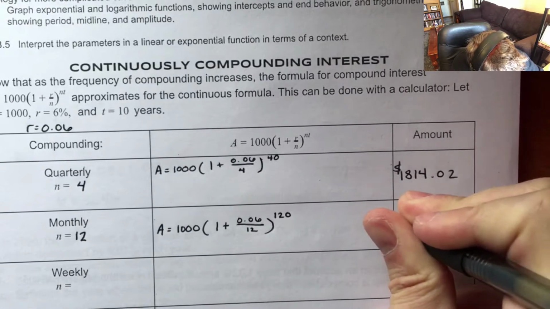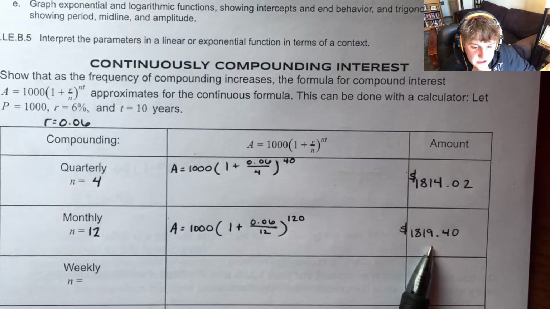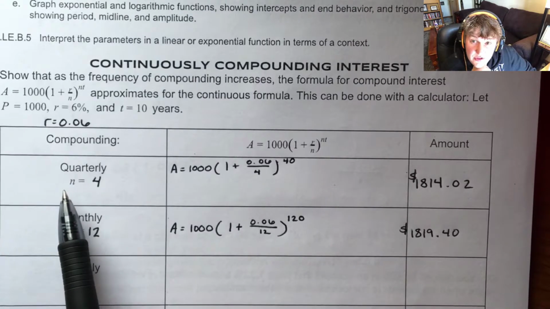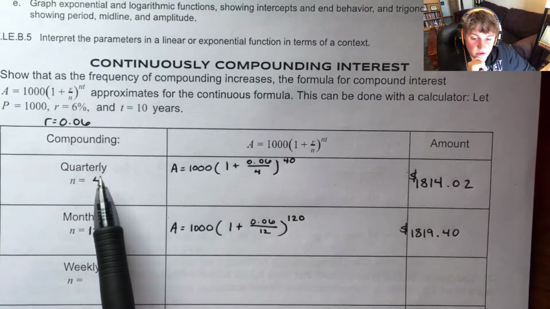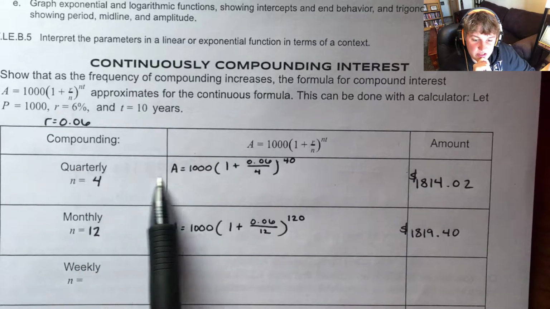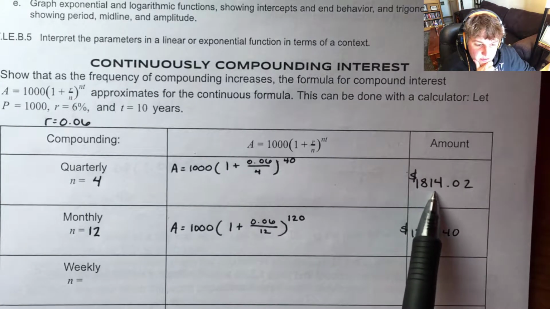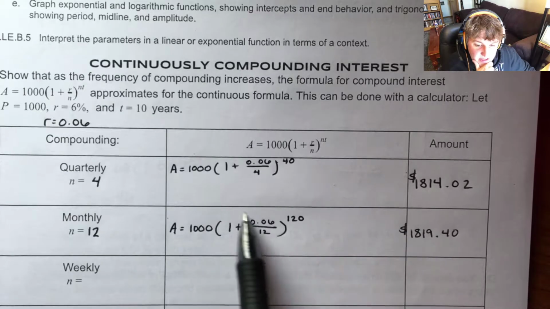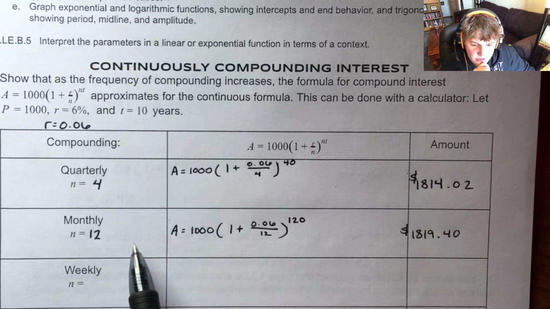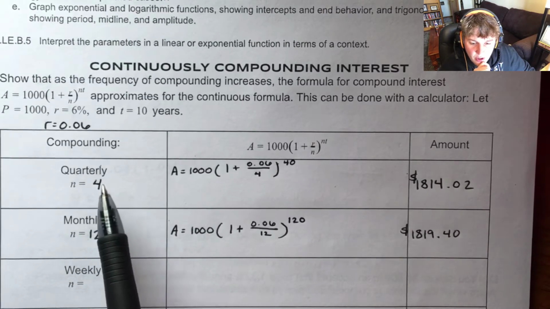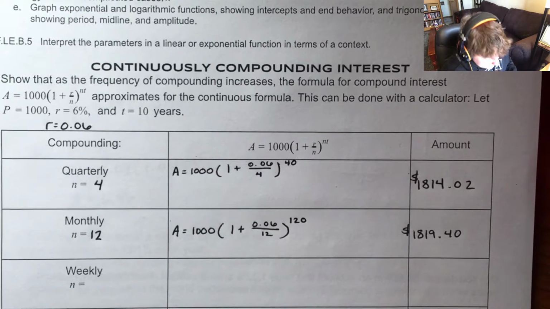So let's look at some differences here. Obviously we're making a little bit more money over 10 years here, and that's just the difference between compounding my interest quarterly and monthly. So if you look here, this is our first set where we're making $1,814. This one's $1,819. All we did was increase the number of times that we are compounding in a year.